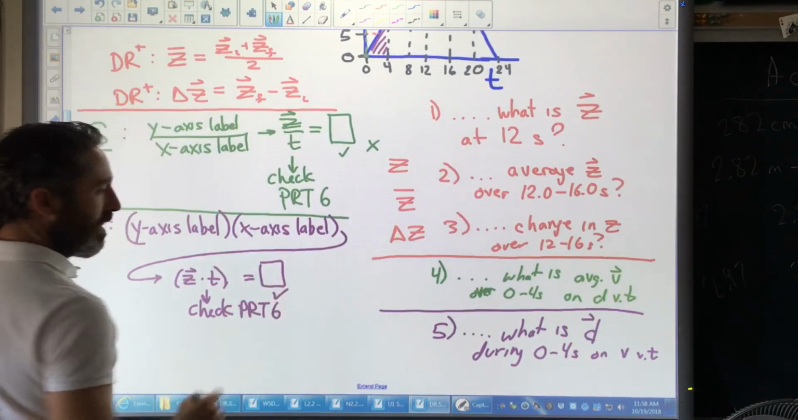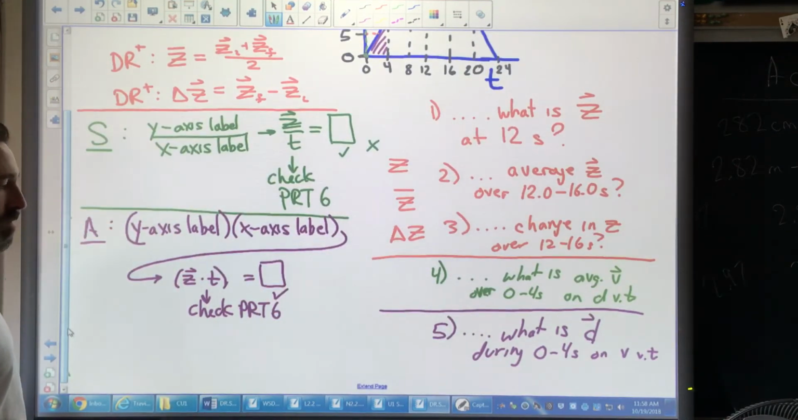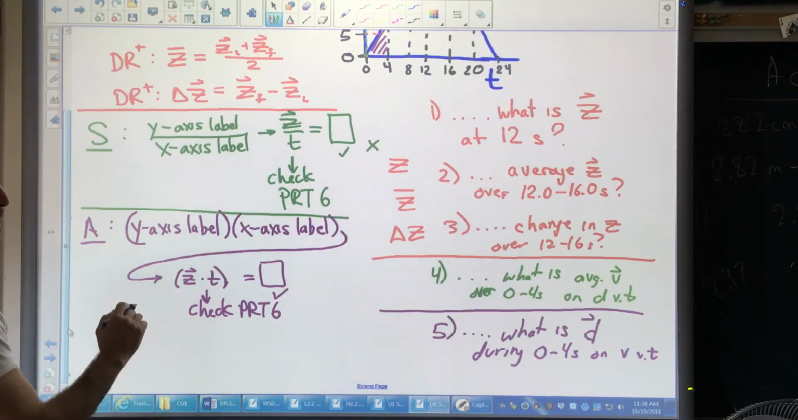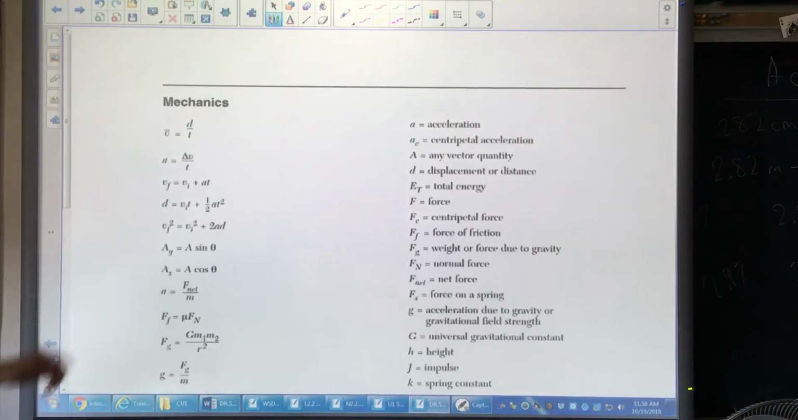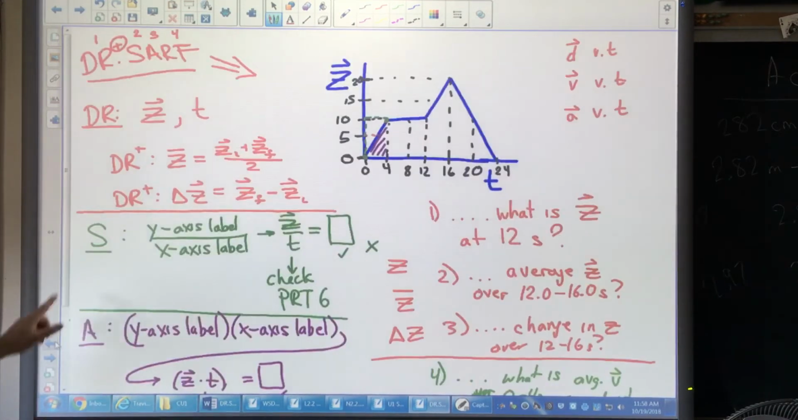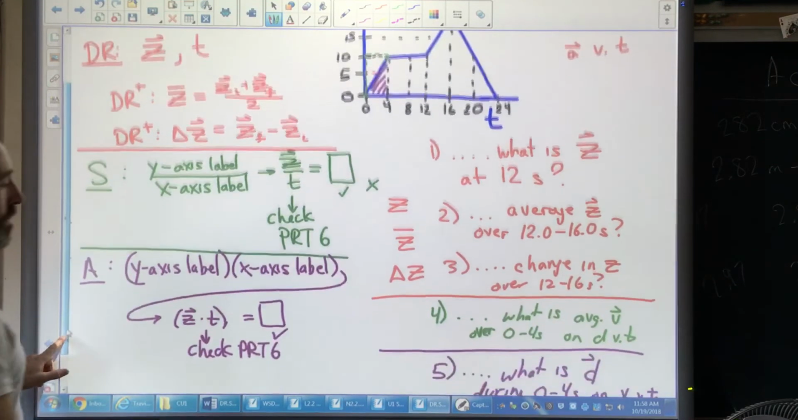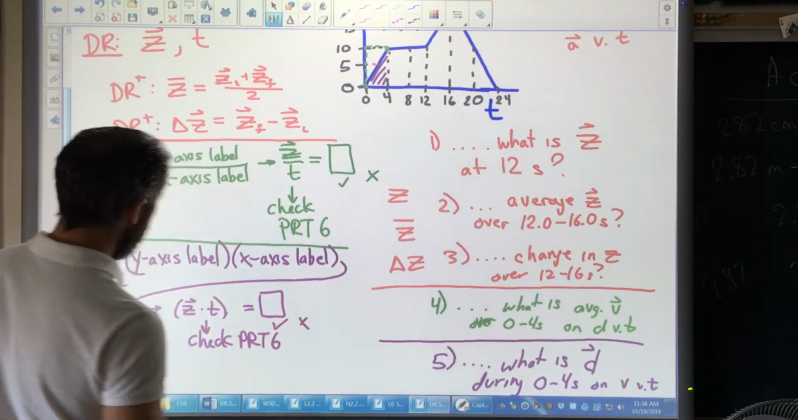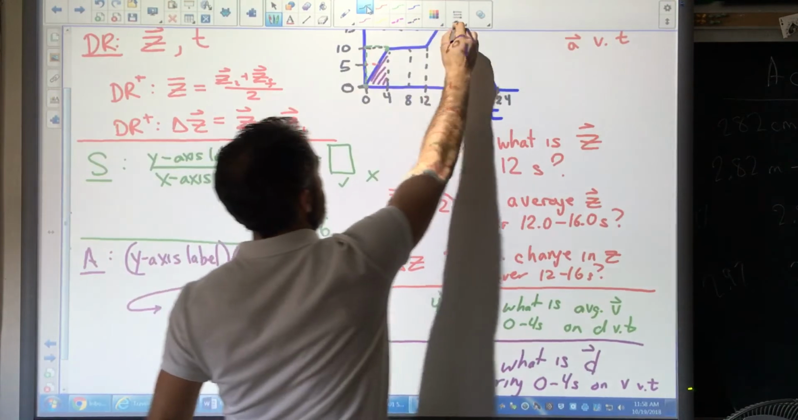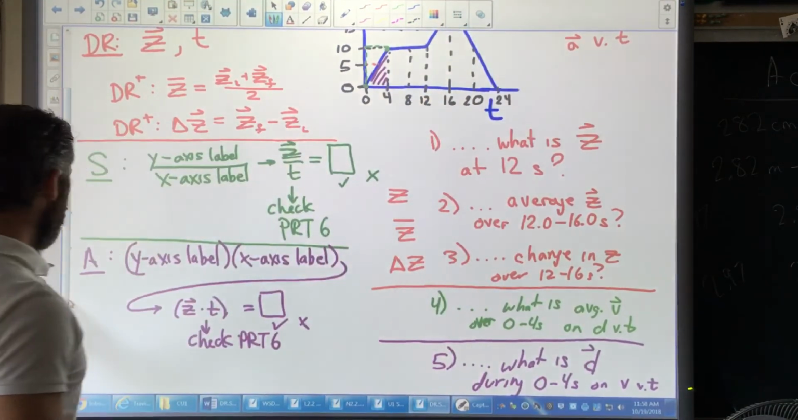If it is not on your reference table, sometimes it won't be. For example, d times t, the area of a d versus t graph, is not on here. Does it equal something? Yes. Is it in our course? No. So if it's not here, now you've gotten down to essentially your last option.